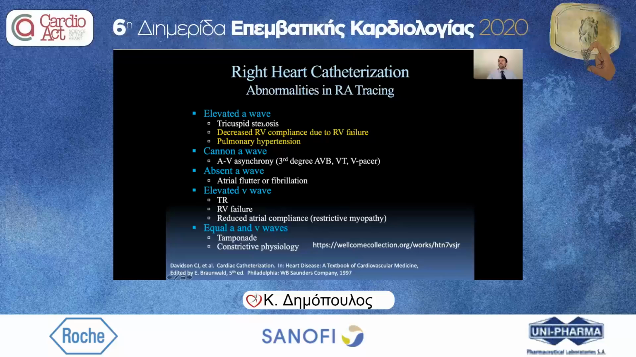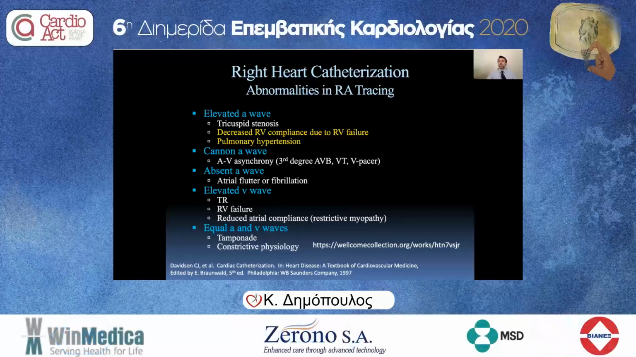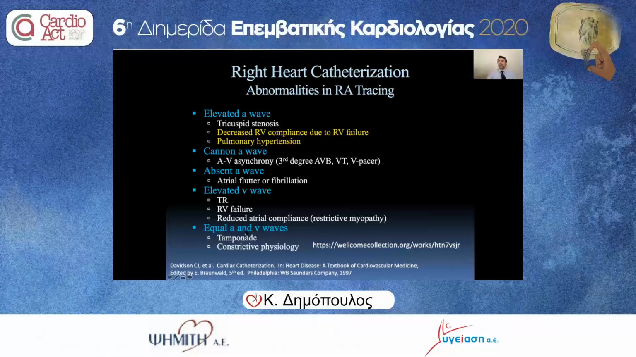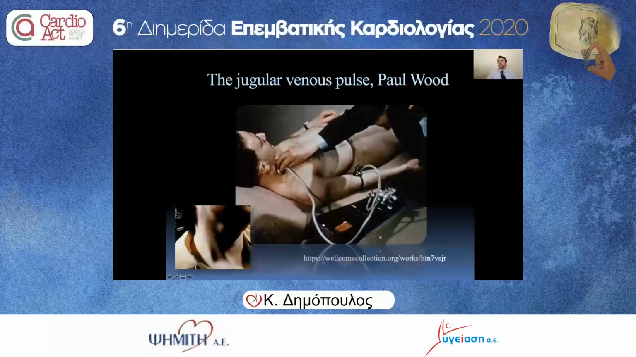And of course, you have an elevated A wave with tricuspid stenosis, but also with pulmonary hypertension. You have a cannon A wave when you have third degree AV block, and the atrium contracts at the same time as the ventricle, against a closed tricuspid valve. An absent A wave, of course, with atrial fibrillation mainly, and the elevated V wave we see very often with significant tricuspid regurgitation, and of course equal A and V waves with tamponade and constrictive physiology.